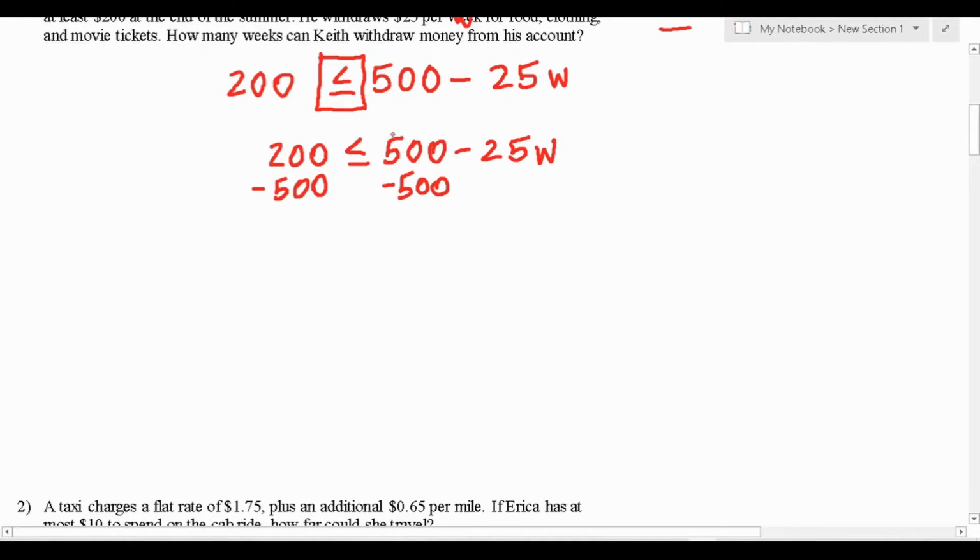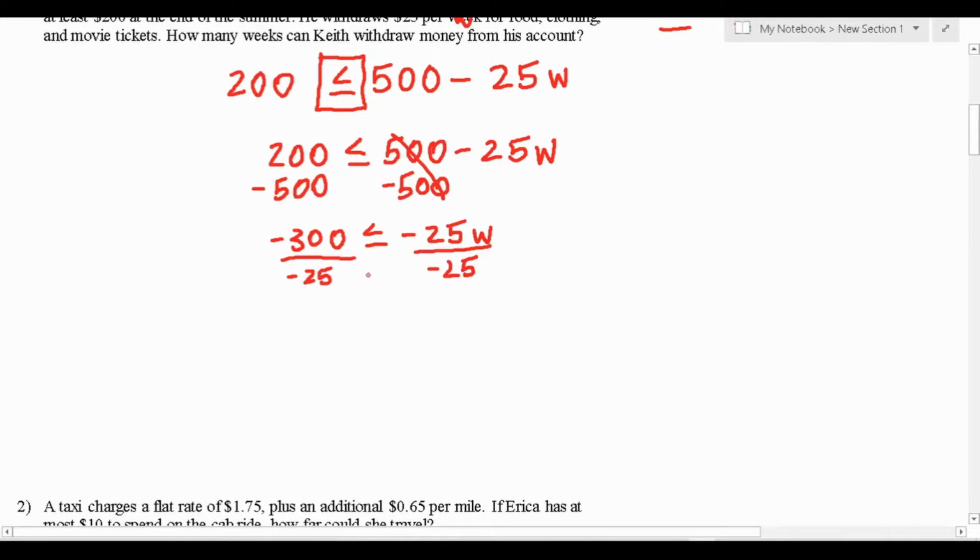And that's going to cross these out. 200 minus 500 is negative 300. Again, that's less than or equal to negative 25w. Again, we're trying to get w by itself, so we're going to divide both sides by negative 25.